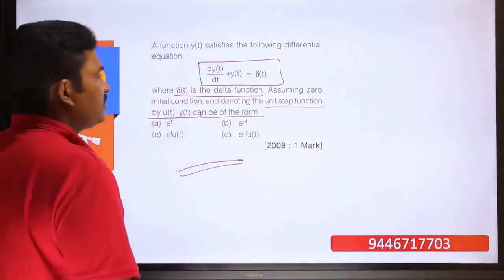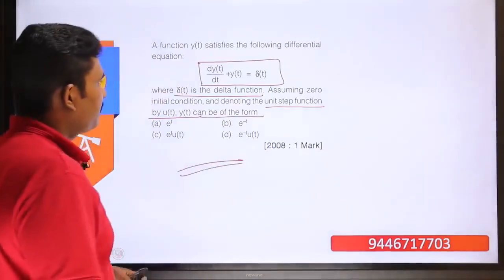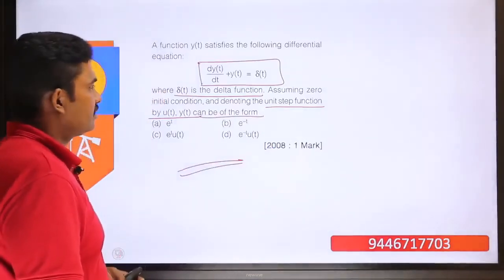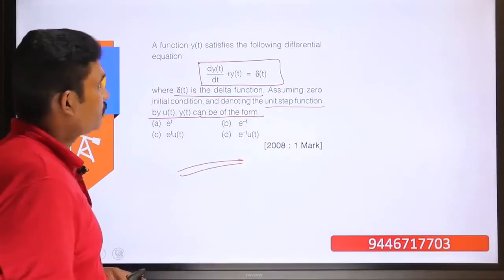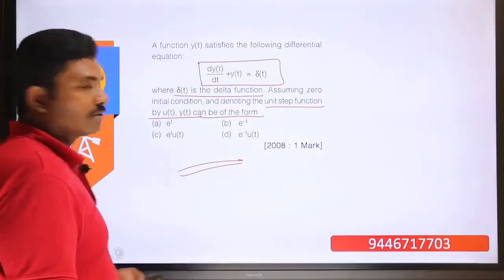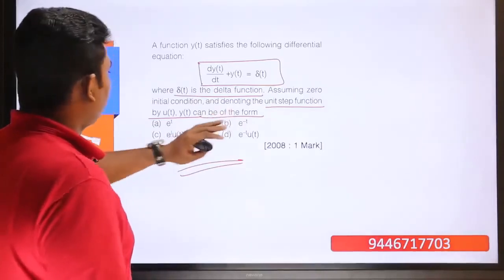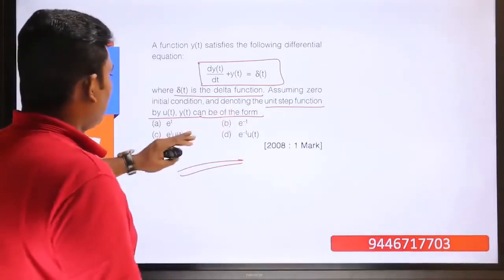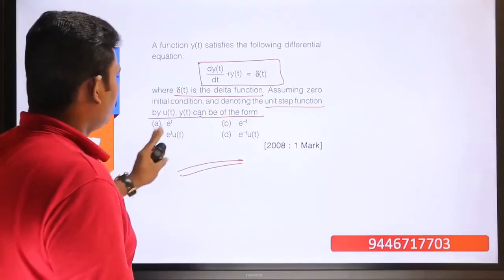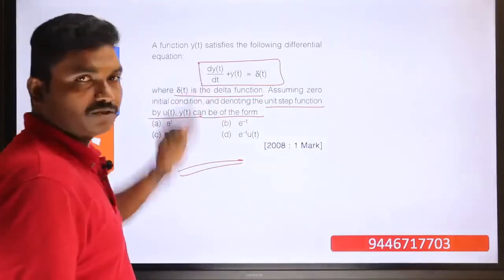Okay, so these are questions which, when you are reading the question, you will feel like this question is very difficult to do. This is a 1 mark question which is a simple question which can be done, and the unit step function is the input and it has to be denoted by u of t, and y of t is to be obtained.